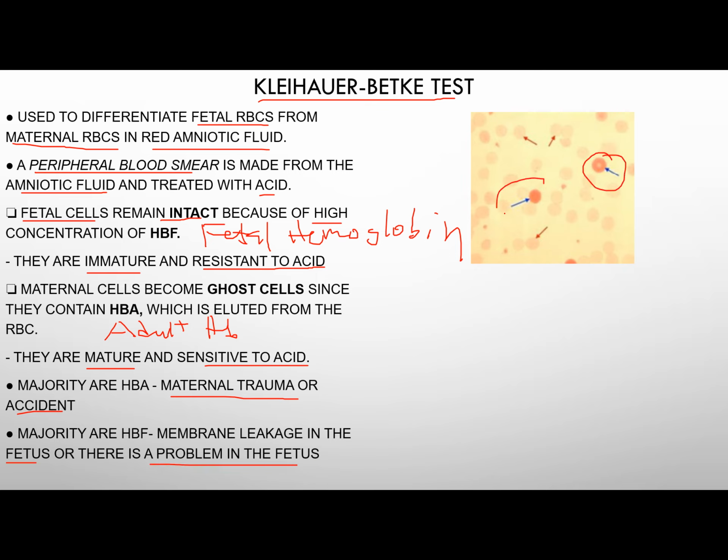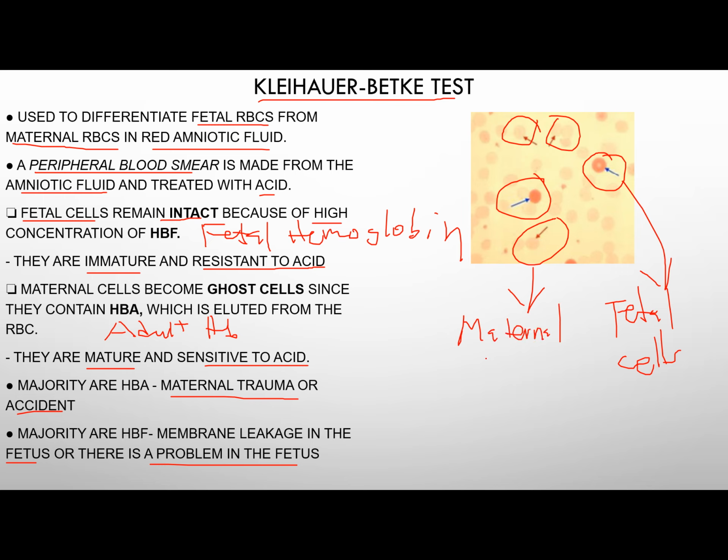So itong mga blue arrow na to, class, these are your fetal cells. Again, they are resistant to acid, thus they would still be whole because of their presence of fetal hemoglobin. Well, ito namang mga red arrows na to showing cells that are hollow or clear. These are your maternal cells. Ang mga RBCs na yan, those RBCs, class, are termed as ghost cells. They are sensitive to acid, thus, when they are exposed to acid, the hemoglobin A or the adult hemoglobin would be released, forming the ghost cells. If there is increased maternal cells, it's a sign of maternal trauma or accident. But if there are increased fetal cells, then there's a problem or there's a membrane leakage in the fetus.